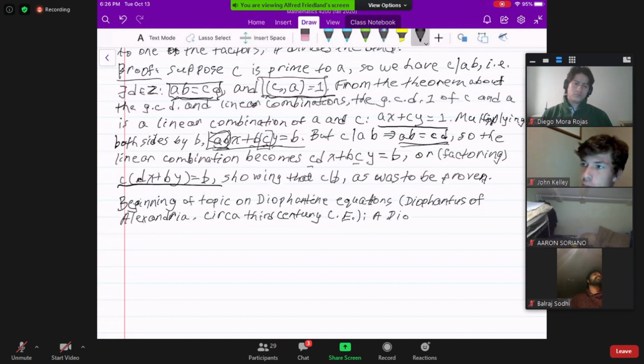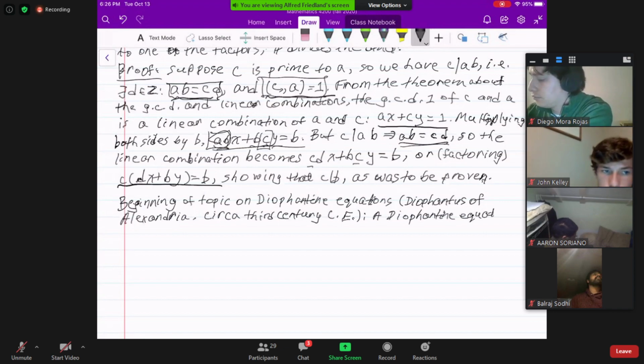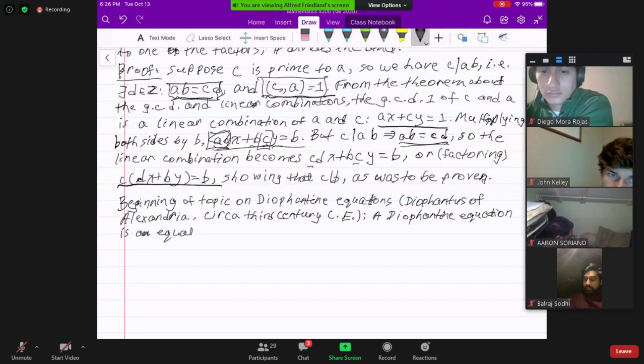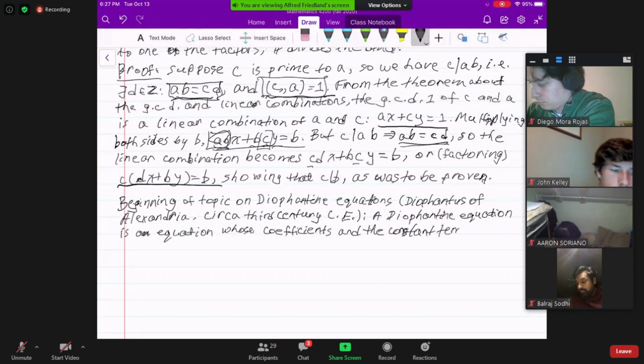So a Diophantine equation is an equation whose coefficients and the constant term and the solutions must all be integers.